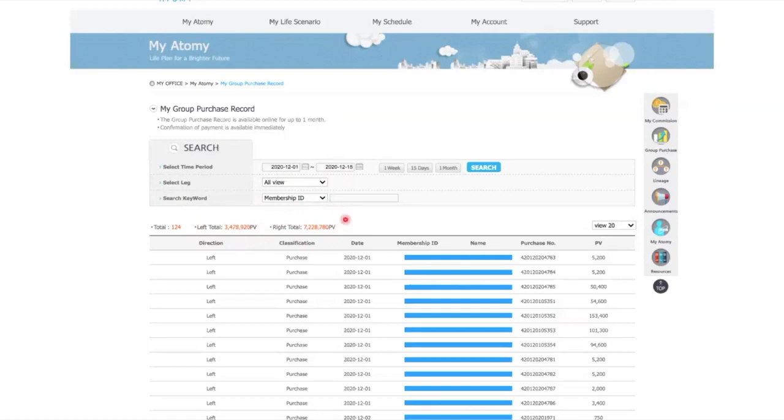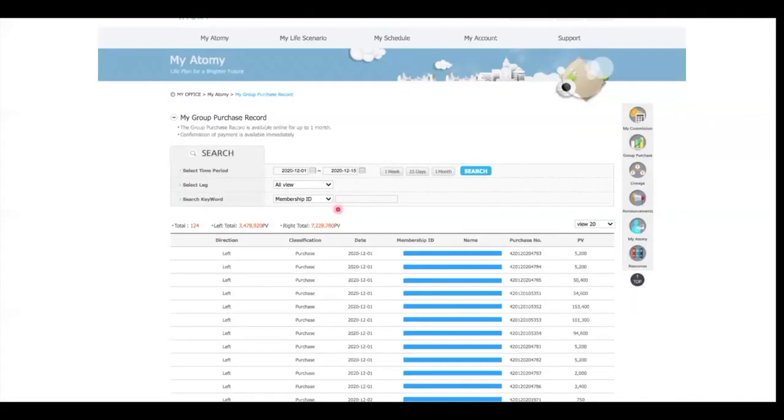Who can tell me which leg is stronger? Which leg of mine is stronger? Your right side. That's right. My right side is stronger. It is more than double as strong. That additional 3.7 million points I did lose. But I was able to maximize my commissions along the way by doing the things that I'm sharing with you today.